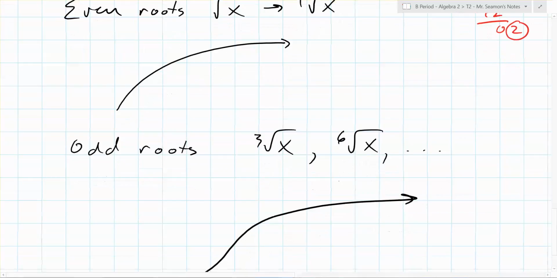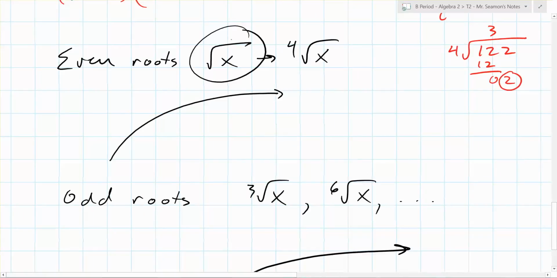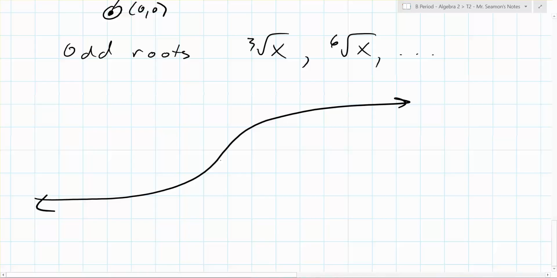You just need to know the shape. If there's no other information, if it's just like the square root of x, it'll always start at 0, 0. Why is 6? Yeah, 6 is an odd... It's not an odd number. I'm sorry.